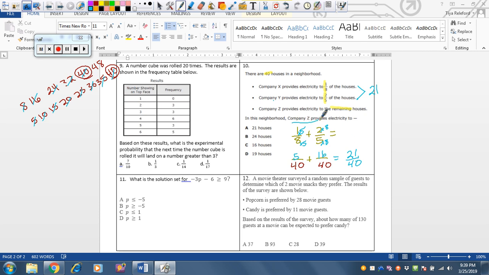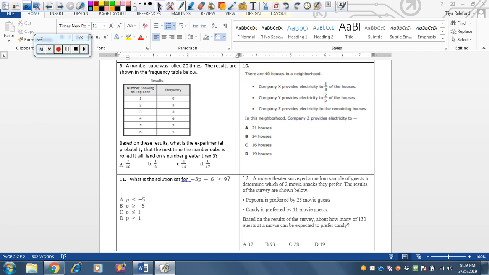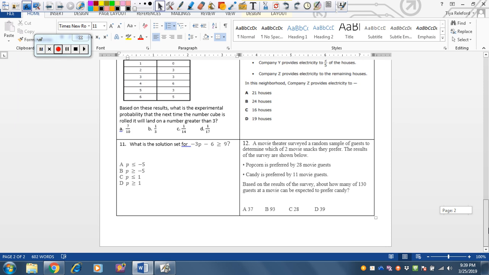So how many does Company Z provide? That's the subtraction part. Remaining means subtract. It's super easy to get excited and circle 21. Don't let them trick you.